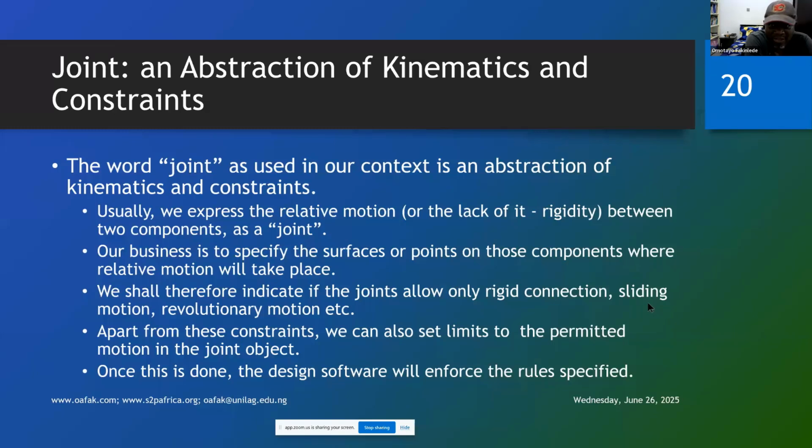Joint, an abstraction of kinematics and constraints. The word joint, as we said earlier, as used in our context, is an abstraction of kinematics and constraints. Usually, we express the relative motion or lack of it, which we call rigidity, between 2 components as a joint. Our business is to specify the surfaces or points on which the relative motion will take place. For instance, if there are 2 cylindrical surfaces and they are going to rotate with each other, then there must be a center of that rotation.